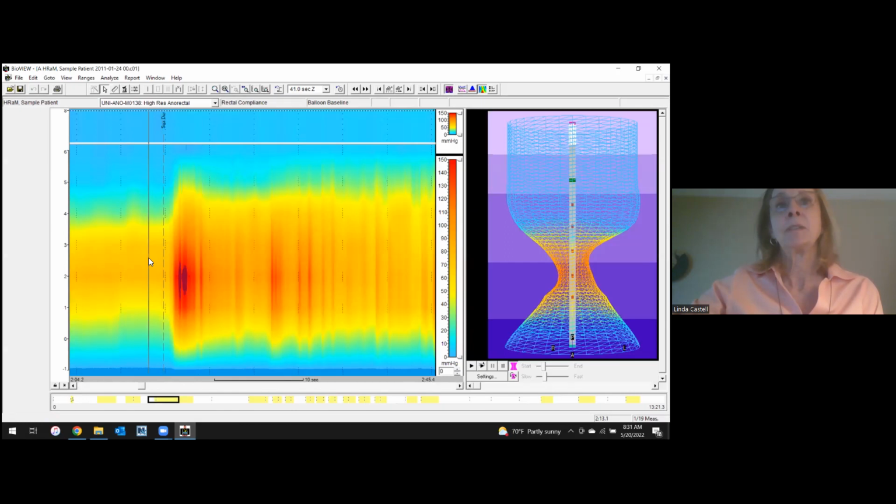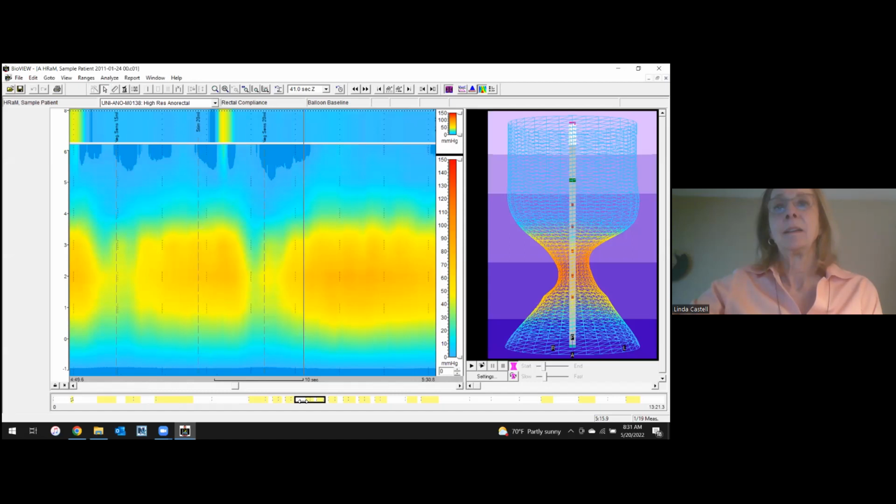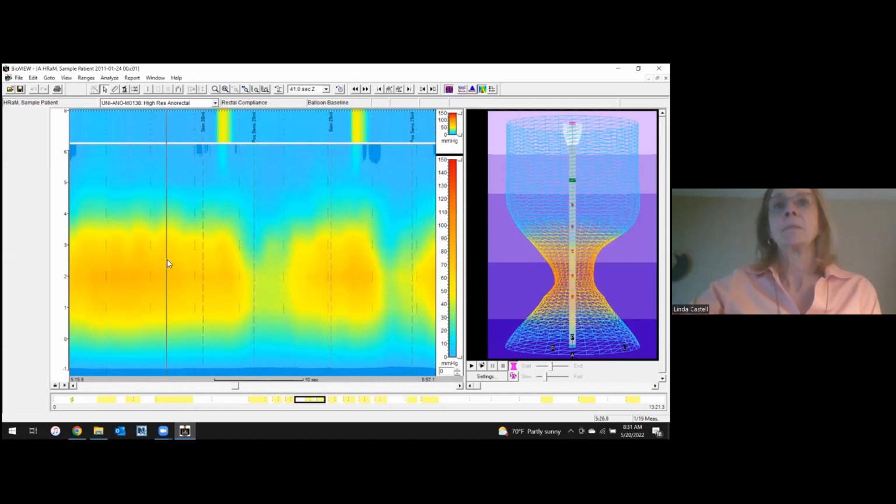And let me start my measurement over here. Oh, my computer moved over here, sorry. Okay, so we'll start right there. We'll go. Okay, so this is at rest. Okay, we're going to inflate the balloon. So we're probably going to see some pressure up on our top channel here.